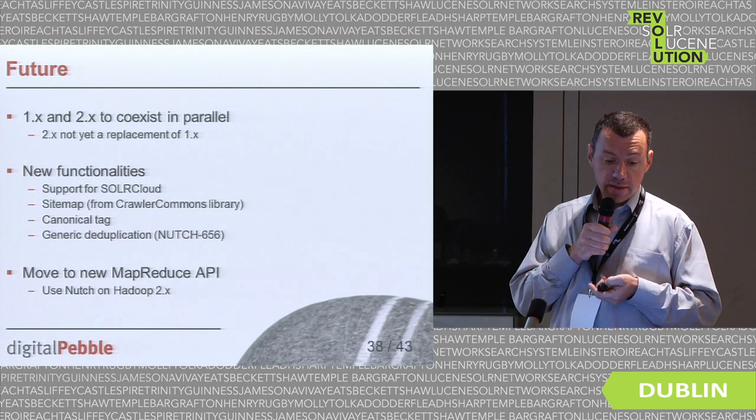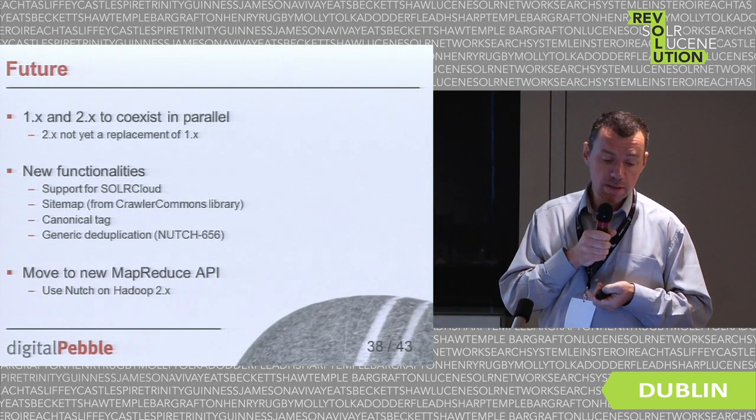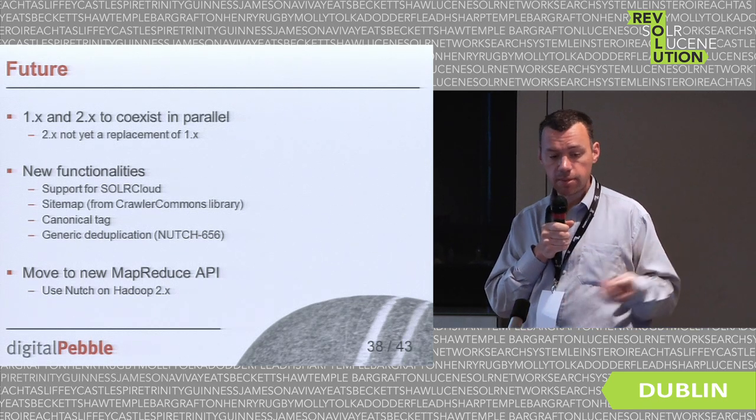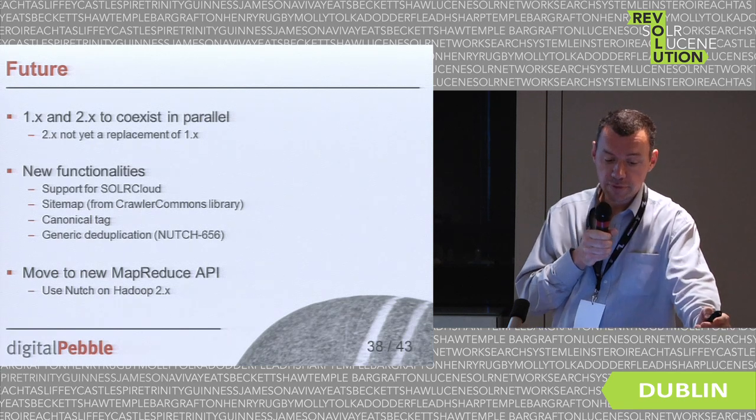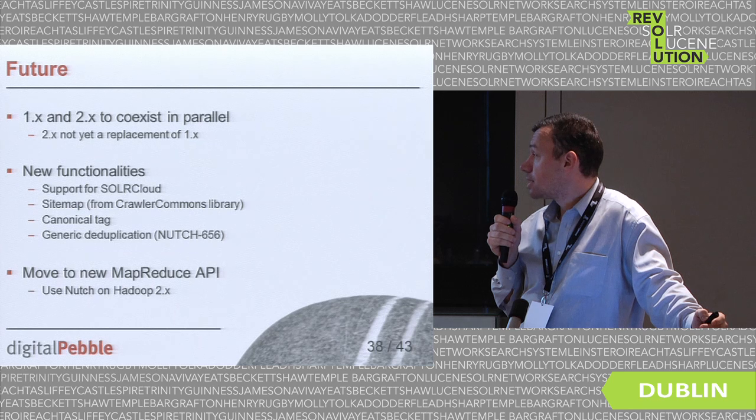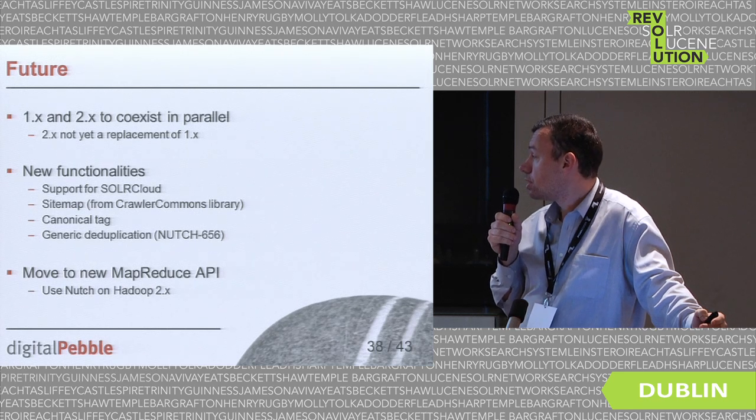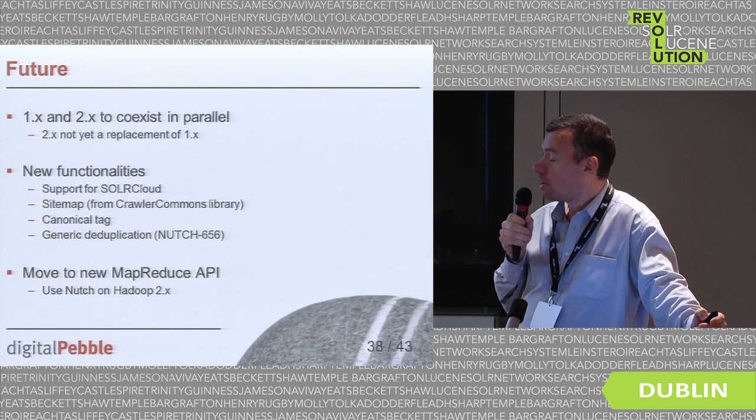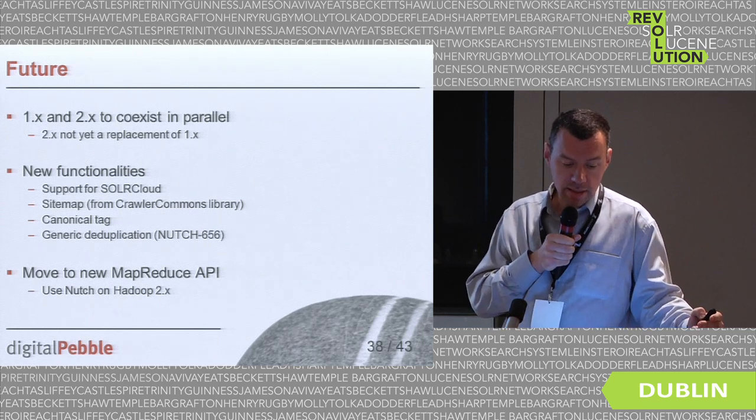I expect we'll see quite a few new functionalities. So support for SOLR Cloud, I mentioned that. Support for sitemaps, canonical tags, also a new deduplication engine, because the current one is quite tightly bound to SOLR.